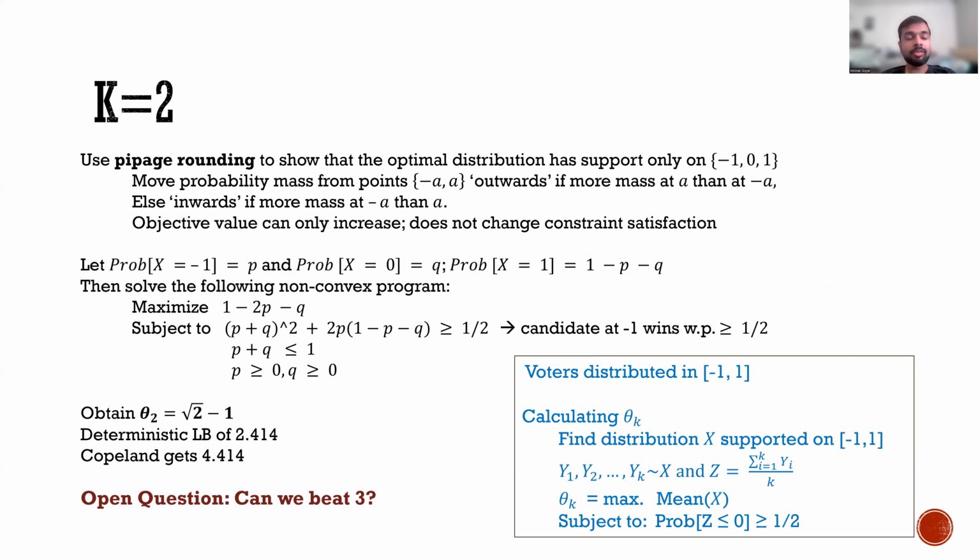Things get more interesting for the case of two voters deliberating. In this case, we have a rounding argument to show that the optimal distribution has support only on 3 points, which is -1, 0 and 1. The idea is that if there is probability mass on 2 points, -a and a, and if there is more mass at a than -a, then we can move both of these masses outwards, and by doing so we will only increase the expected value of the distribution, and we will also keep that the constraints are still satisfied if they were satisfied before.